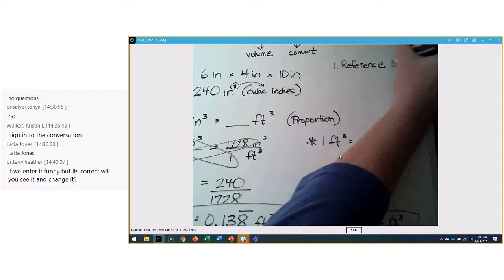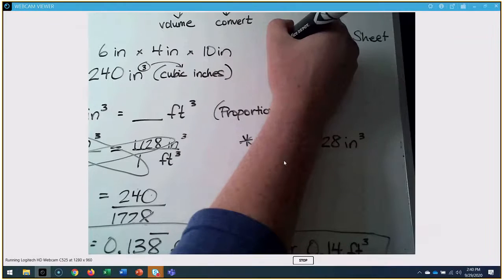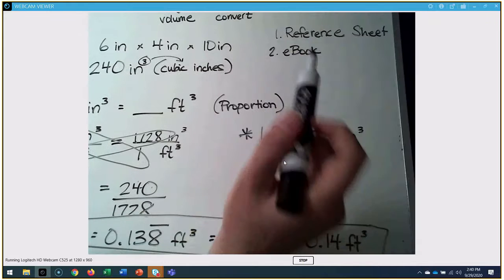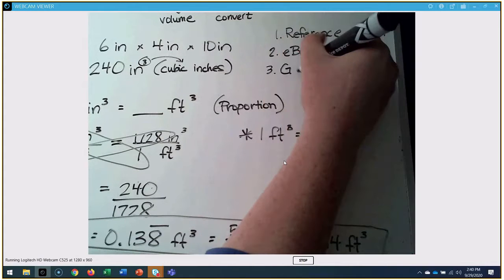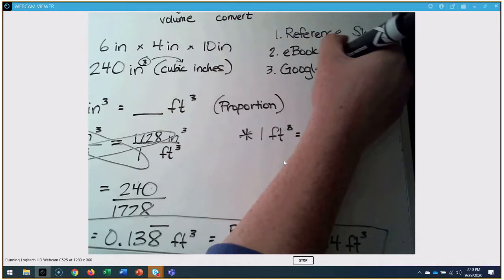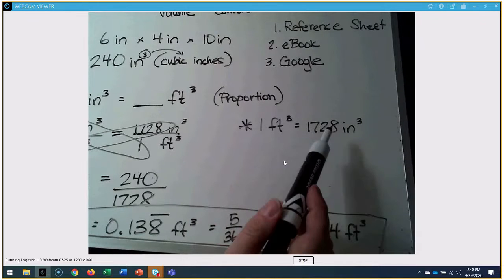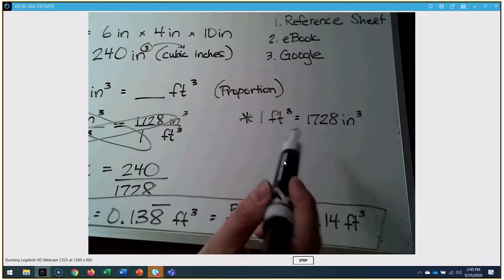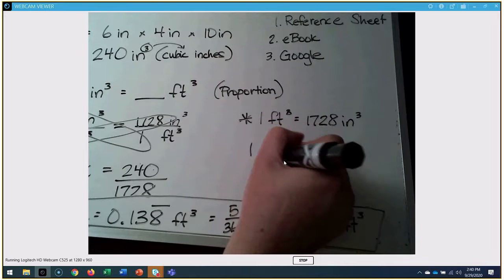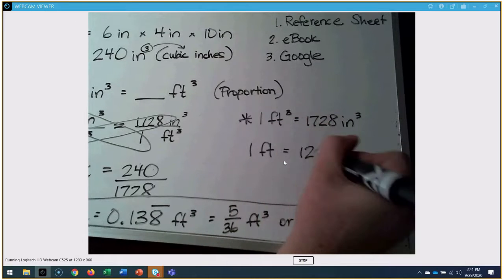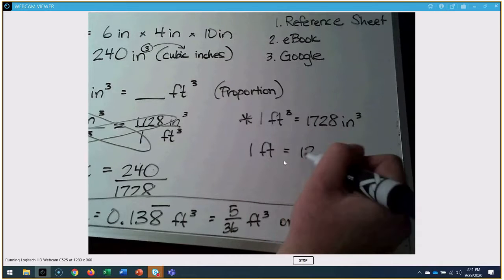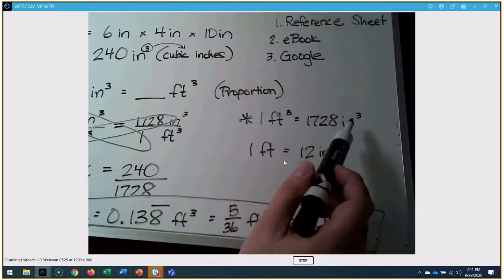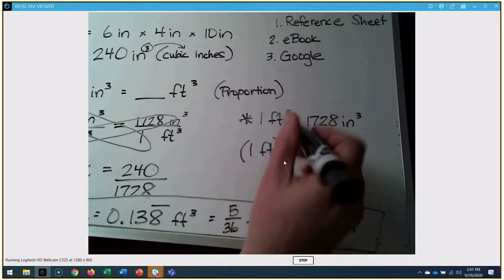I'm going to post a reference sheet for you. Check your ebook. Worst comes to worst, you can always Google and see what Google says. In a case like this, you can actually have figured this out yourself without any of these things. If you know that there is 1 foot, and if you know that 1 foot is equivalent to 12 inches, let me say it that way, then to get cubic feet and cubic inches, you can just cube both of these.